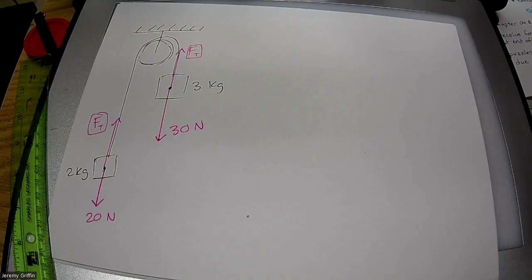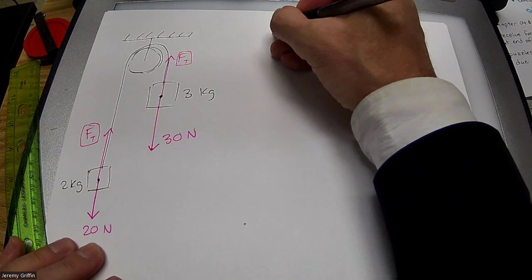Now, we don't know what that tension force is yet, but I know it's somewhere between 20 and 30 newtons. I'm going to guess maybe about 25-ish. It's probably not exactly 25, but it's probably pretty close. What do you guys think? Okay. All right, let's do Newton's second law of motion.